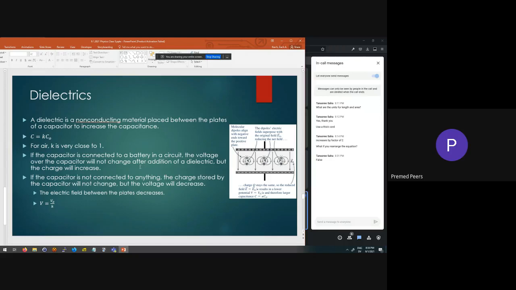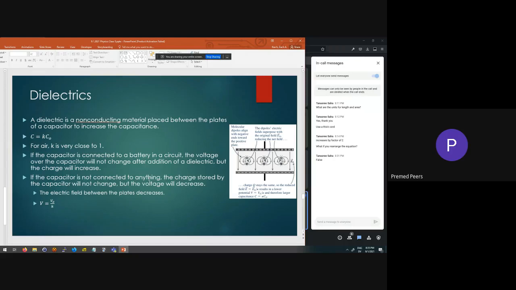What happens? So if we have a capacitor in a circuit, the voltage can't change because we're fixed to the voltage of that battery. So if you add a dielectric, remember the dielectric increases the capacitance. The voltage will actually drop, but then the battery will charge it back up again. So the voltage will stay the same, but the charge will increase because remember, capacitance increased and Q equals CV. But if it's just out in space, if it's not connected to anything, there's nowhere for the charge to go.